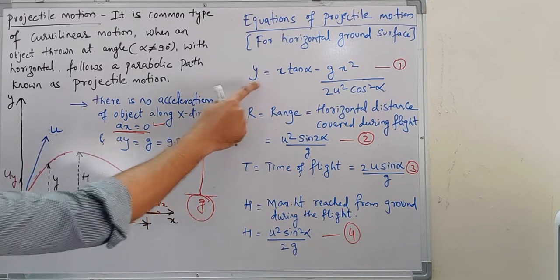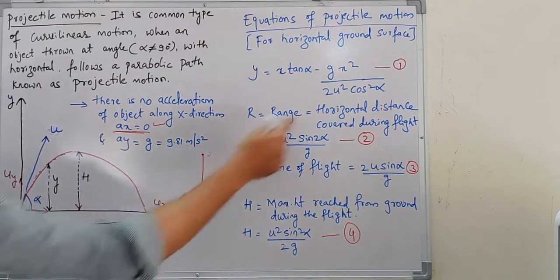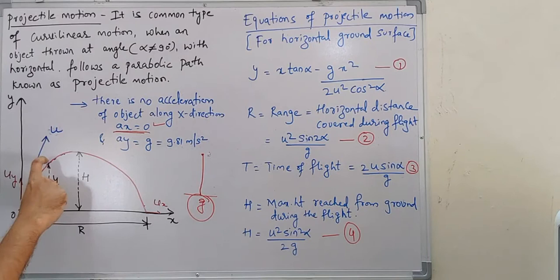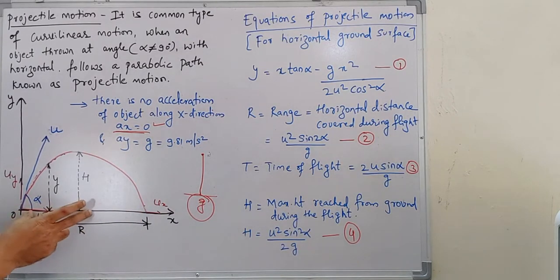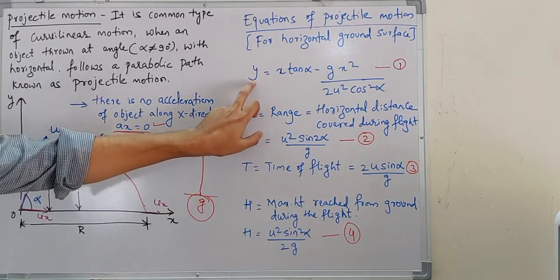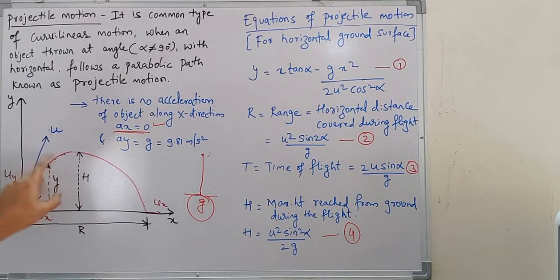Now if you want to calculate the y ordinate from the horizontal ground surface, say at a distance of x, we can use this formula. What is this formula helping us to calculate? The y ordinate, or change in position of the particle along the y direction from the horizontal ground surface, measured at whatever x ordinate from the origin. Y is the position of the particle from the horizontal ground surface at a particular distance x from the origin.